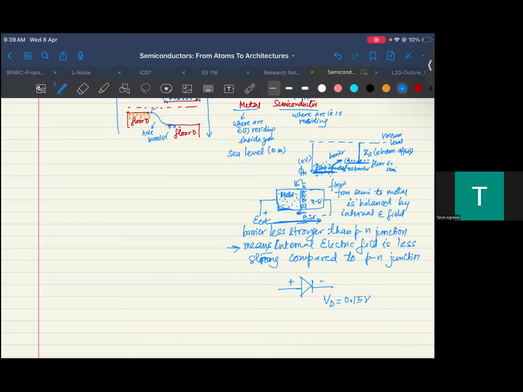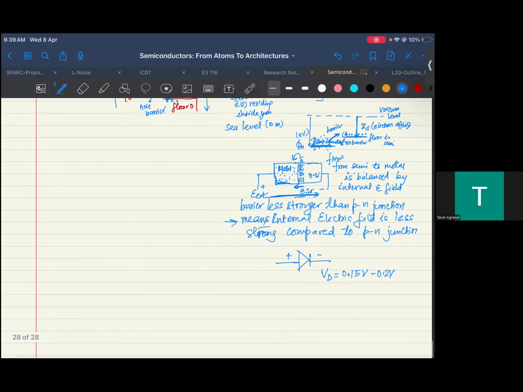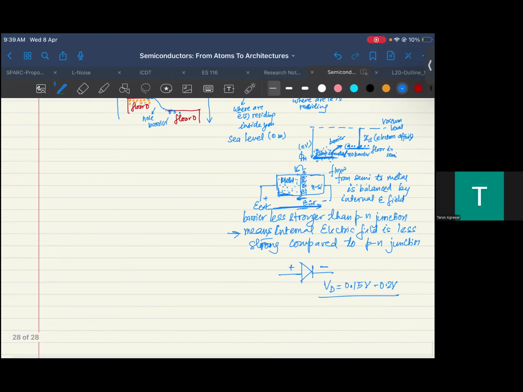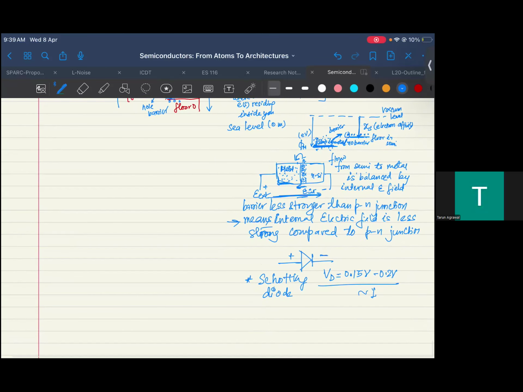Because it all depends on how you are designing your metal and semiconductor barrier, right? So that is the barrier this kind of diode will have. This is what is typically known as a Schottky diode, named after the scientist Schottky. So typically the barrier is this, and then you can get currents in whatever range you are looking at, in milliamperes or so, right?